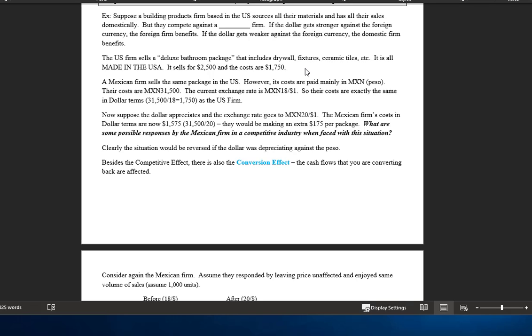So right now, we're at equilibrium, right? Our costs are the same in dollar terms. Our sales, the price in the U.S. market, is exactly the same. So everything is kind of hunky-dory.